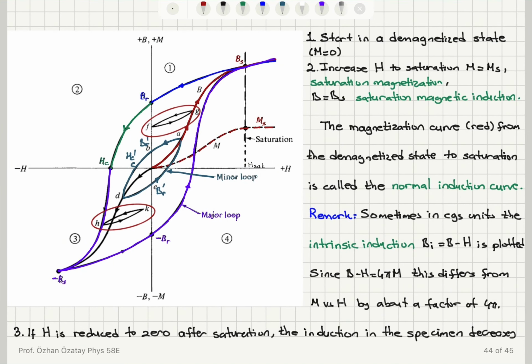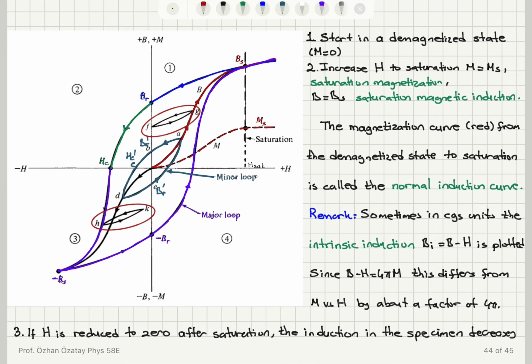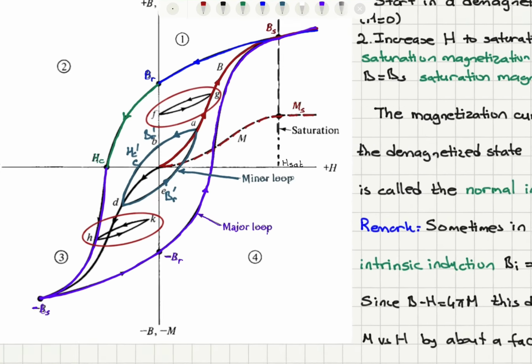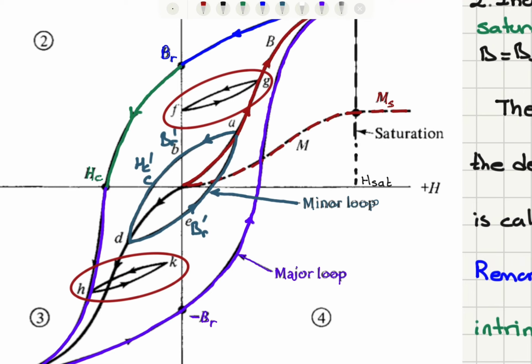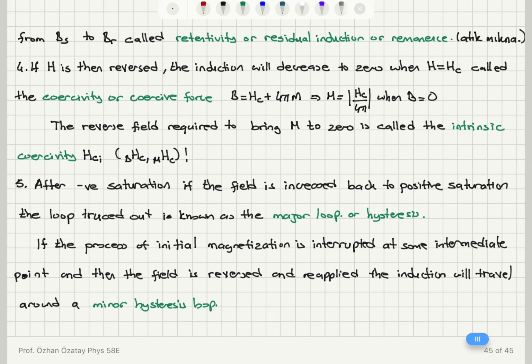After negative saturation, if we follow this purple path and go back to positive saturation, the loop that we have traced out is known as the major loop or major hysteresis. If we interrupt the process at any intermediate value and change the direction of the magnetic field or reverse the field, then we can trace out these minor loops. And there might be, for example, for this one, which is symmetric around zero, a coercivity and remnants field corresponding to the minor loop that we have traced out.